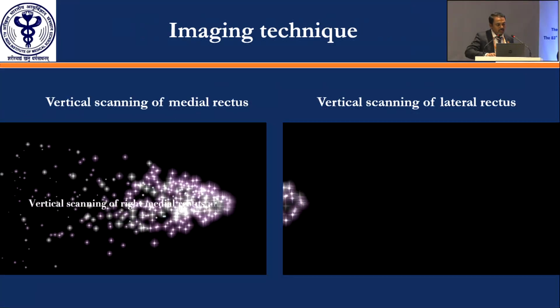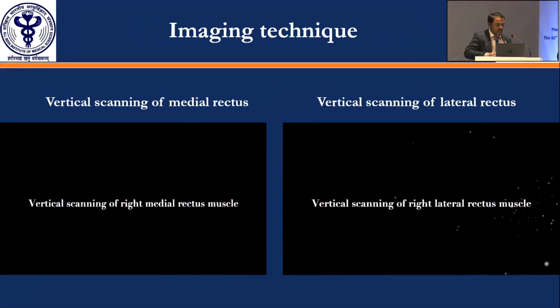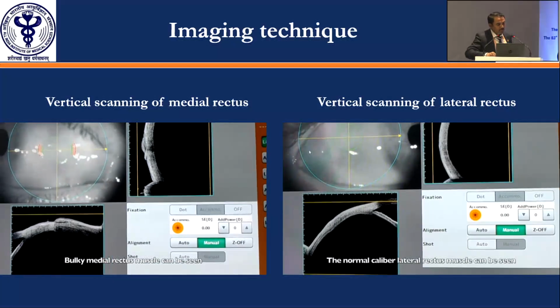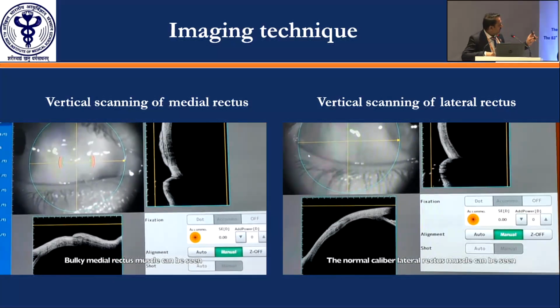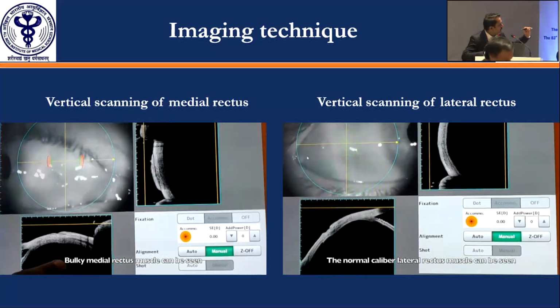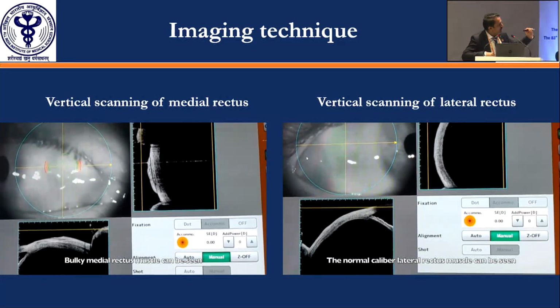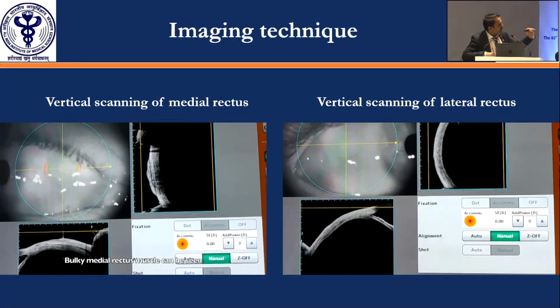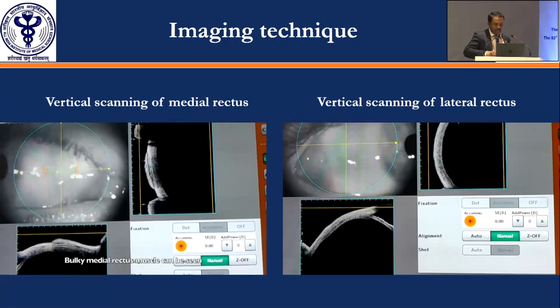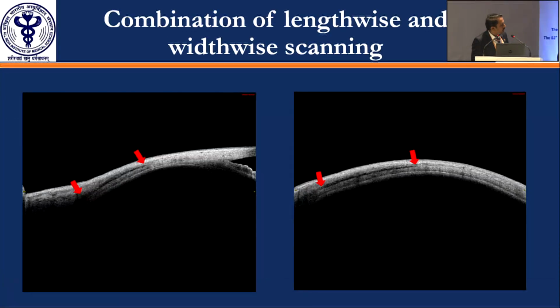So how do we scan this? This is a Casia machine, Casia 2 swept source anterior segment OCT. We should consider this plus configuration because it has lengthwise and widthwise scanning. This is for the medial rectus muscle, and that is for the lateral rectus muscle. This is again lengthwise, and this is the widthwise scanning. This is how we combine both the vertical and horizontal scanning. The lengthwise scan is going to tell the insertion and the longitudinal extension of the muscle. And this is a cross-section.